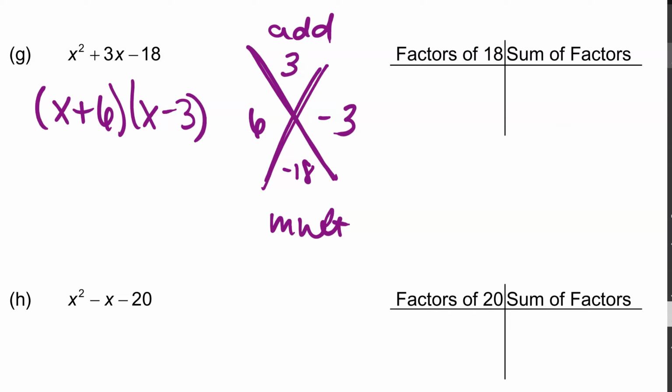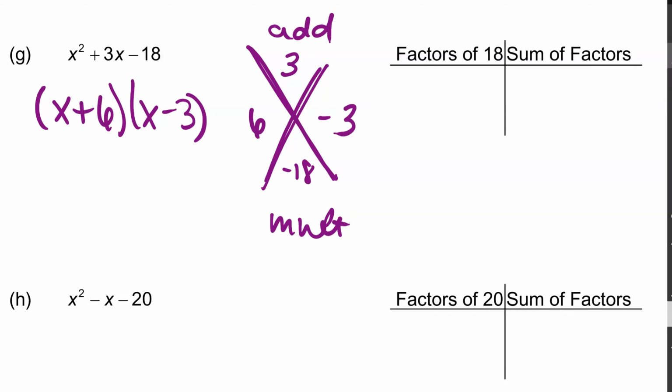Just say to yourself: what multiplies to negative 18 but adds to 3? What if I just wrote X plus 6? Imagine you accidentally put the wrong sign, like X plus 6, X plus 3. What if you accidentally put a plus here? Then it's my fault, and I get it wrong.